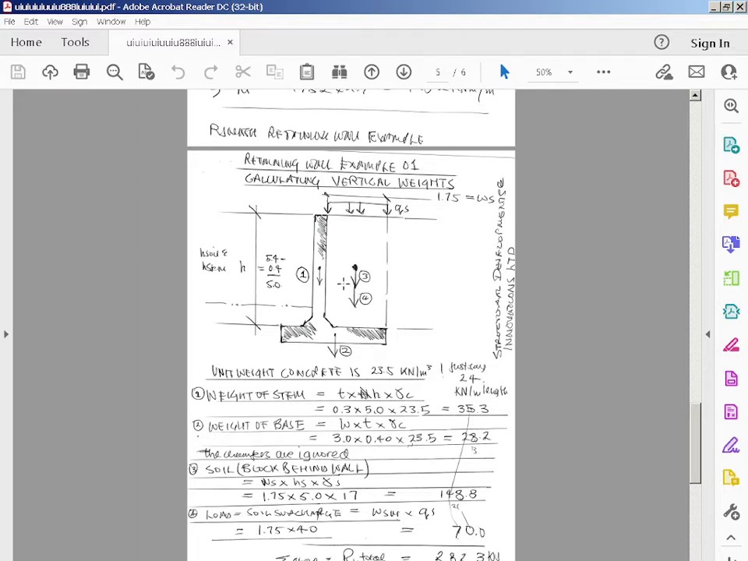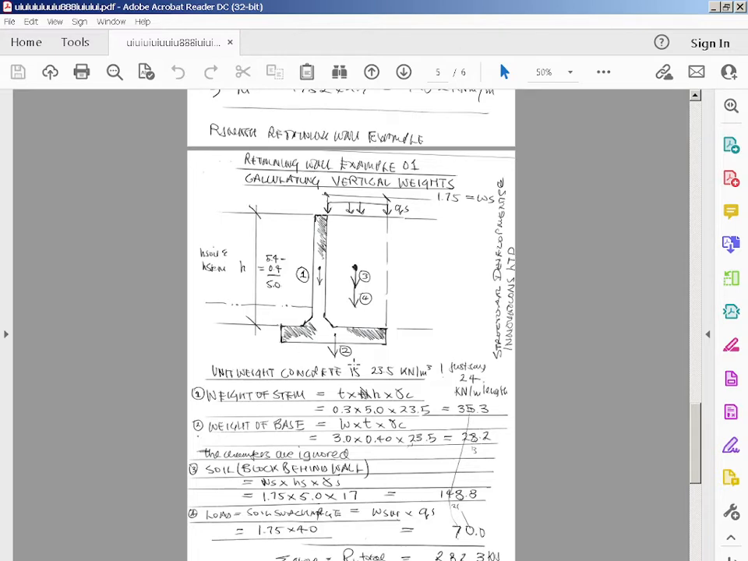vertical forces on the wall. The weights of the wall and the weight of the soil. The height of the soil is 5.4. So the height of the stem is 5.4 minus 0.4, because the base was 0.4. He's ignoring the chamfer. The width of the soil is 1.75, that's given, and Qs is 40.